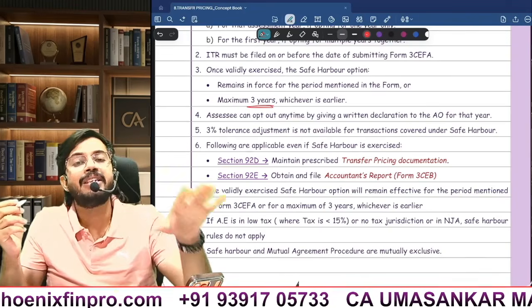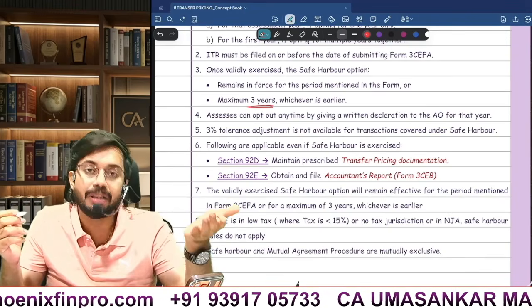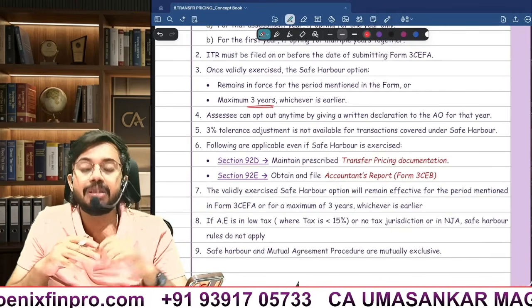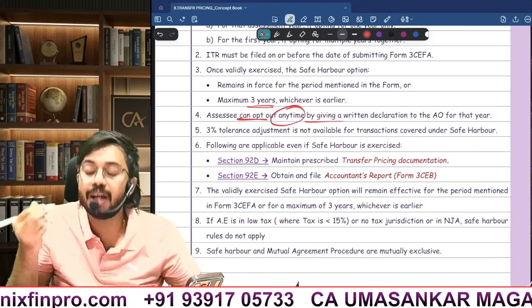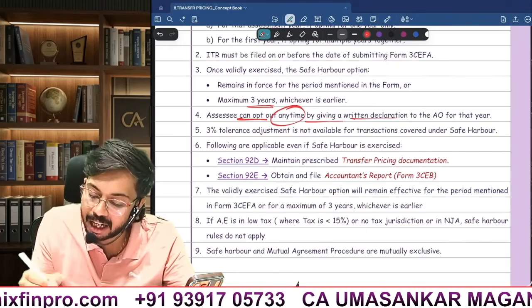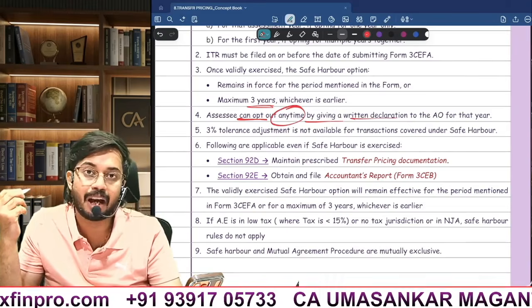Sir, I applied for safe harbor margin. Next year I want to withdraw. Can I withdraw from safe harbor rules? The answer is yes. You can opt out any time from safe harbor rules by giving a written declaration to the assessing officer. Are you able to understand?